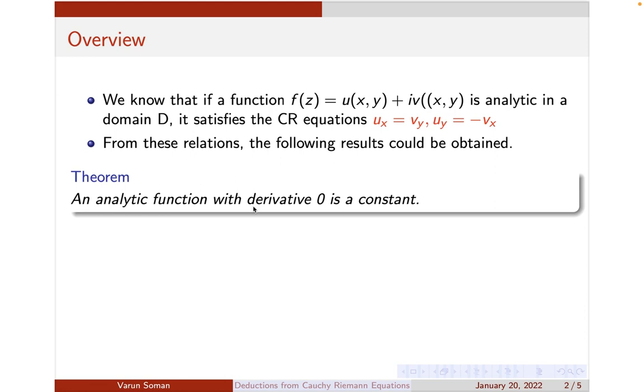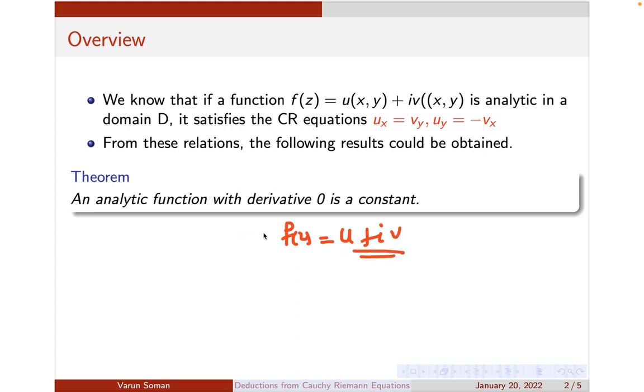Suppose we have an analytic function whose derivative is 0. We are going to prove that it is a constant. How can we prove that? In every problem, start with the first principle. You just define an analytic function. Let f of z is equal to u plus iv be an analytic function. Every problem will start with this statement.